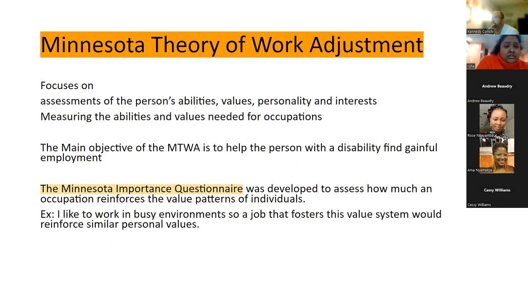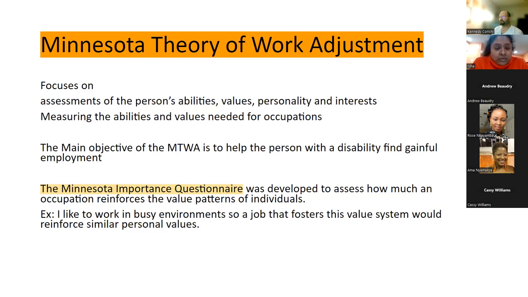And even the Minnesota theory just focuses on assessments of abilities, values, and personality. It measures the abilities and values that are needed for occupations, for the rehab counselor to get to work with you on who you are as a person. And the main objective was to help a person with a disability find gainful employment, to not set them up for failure, and find something that they would be able to sustain.